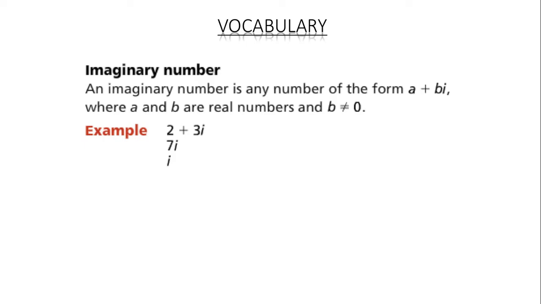Now, I believe that in the last video we talked about imaginary numbers, and I had a different definition, but here's another definition of imaginary numbers. It is any number of the form a plus bi, where a and b are real numbers, and b cannot equal 0. Here are some examples: 2 plus 3i, 7i, or i. In a plus bi, the reason why b cannot be 0 is because then 0 times any number ends up being 0, and it goes away, and then it's just a real number.